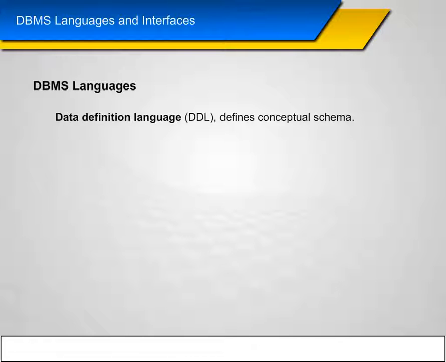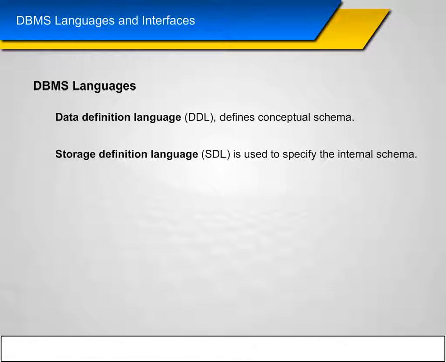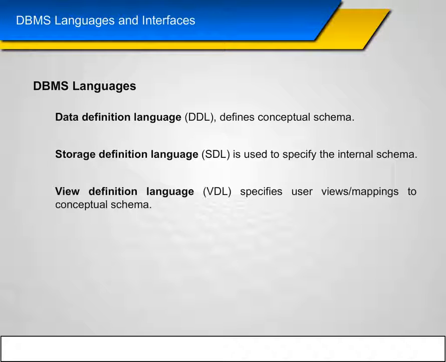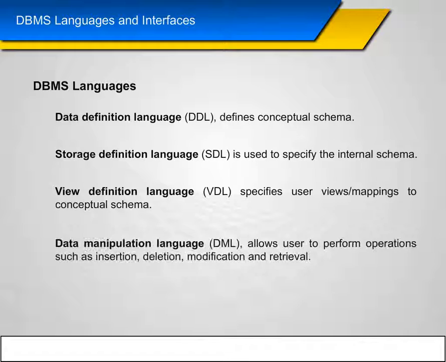DBMS languages and interfaces. DBMS languages. Data Definition Language, DDL, defines conceptual schema. Storage Definition Language, SDL, is used to specify the internal schema. View Definition Language, VDL, specifies user views or mappings to conceptual schema. Data Manipulation Language, DML, allows user to perform operations such as insertion, deletion, modification, and retrieval.